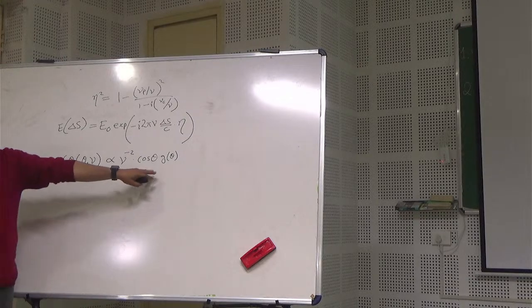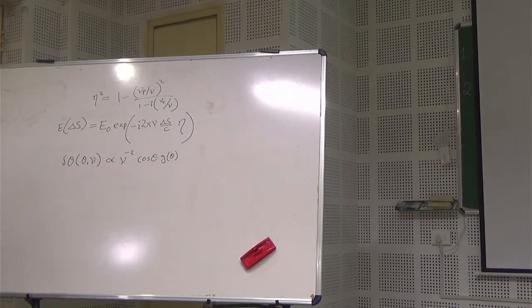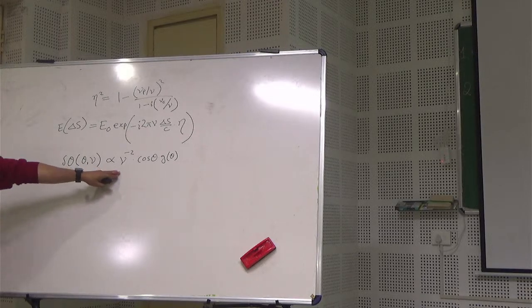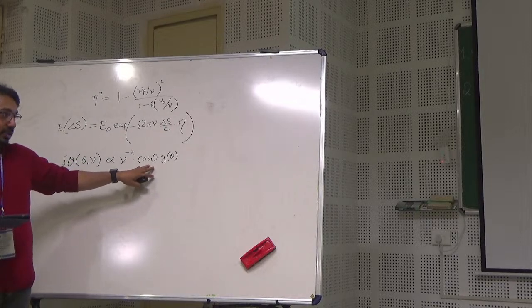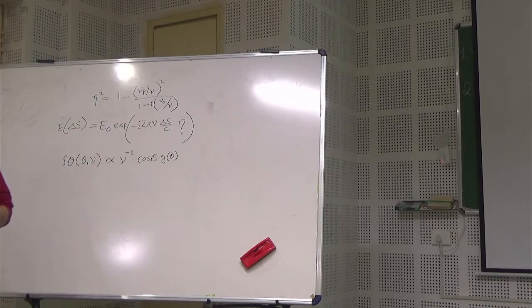There are a lot of theta dependent terms. I'm just collapsing them into a single function g theta. But basically, your deviation here is inversely proportional to the frequency squared times your cos theta, theta being the angle of incidence.